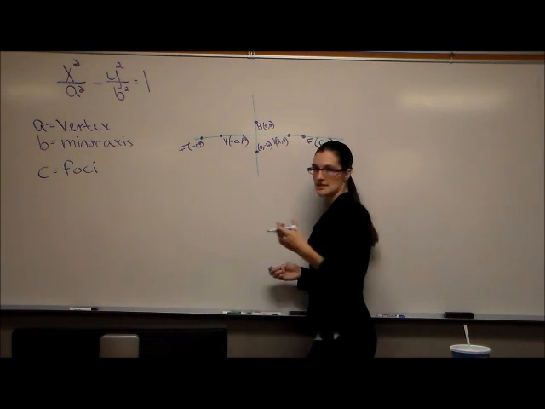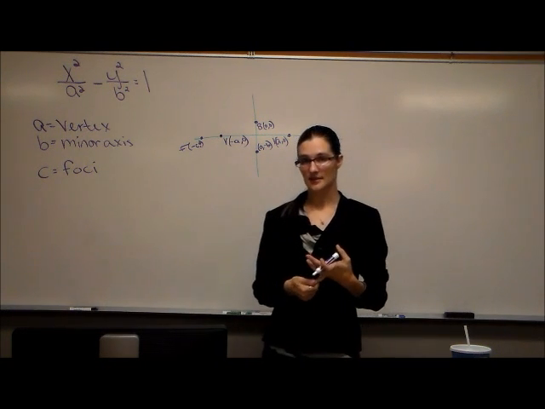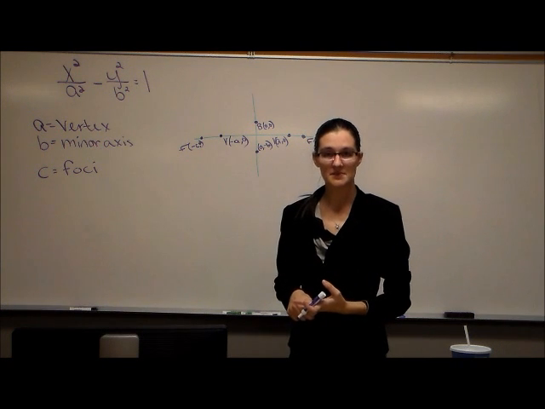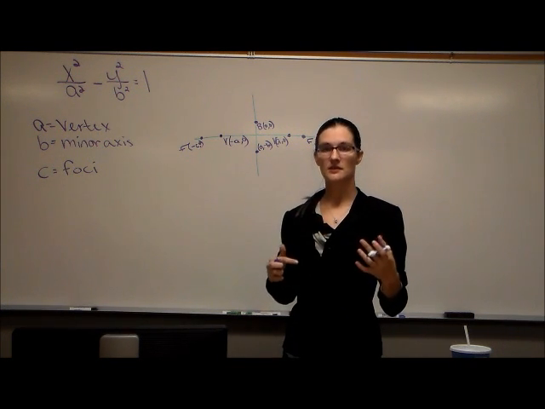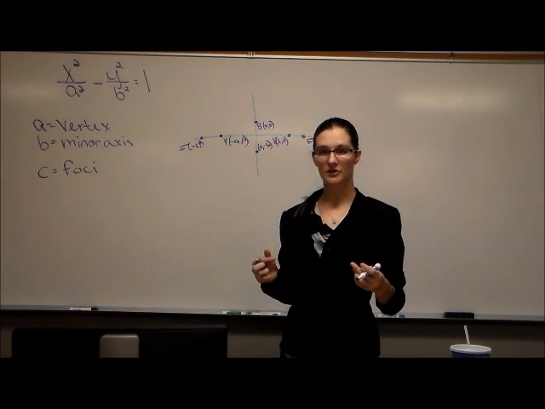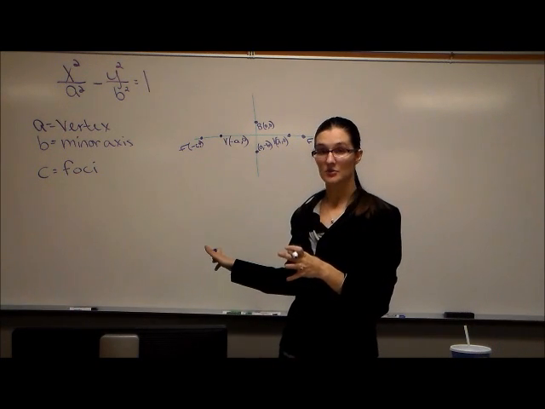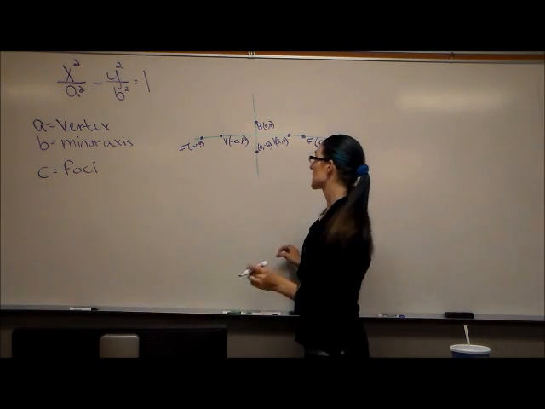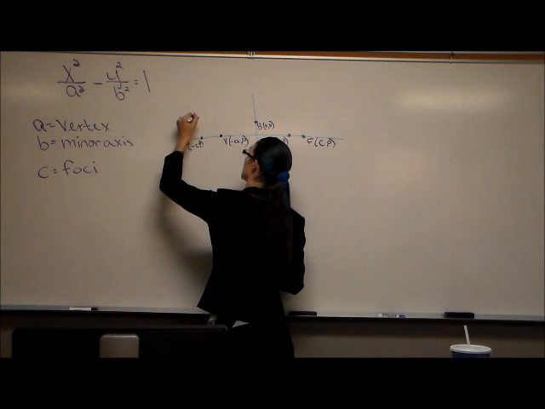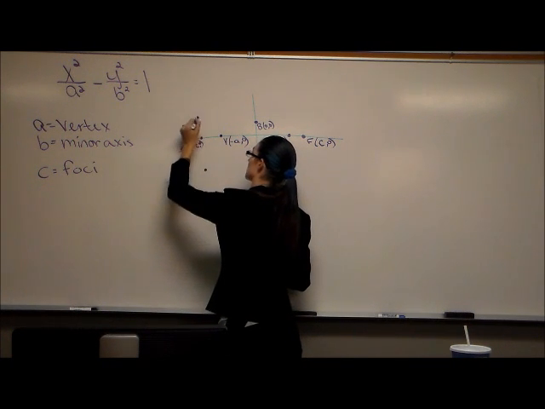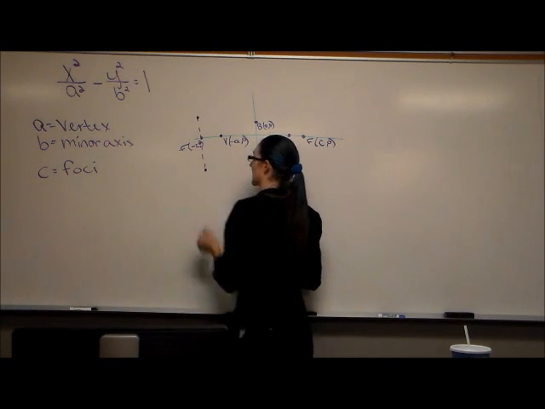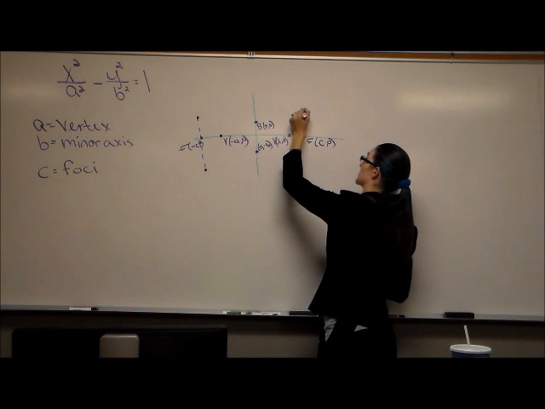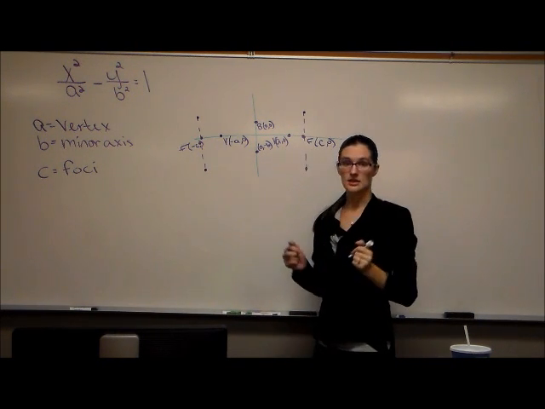What we're going to do next is work out the latus rectum. Similar to ellipses, the length of the latus rectum was 2b squared over a. Same thing in hyperbolas: it is 2b squared over a. You'll get the length of the latus rectum going up and going down on both sides.